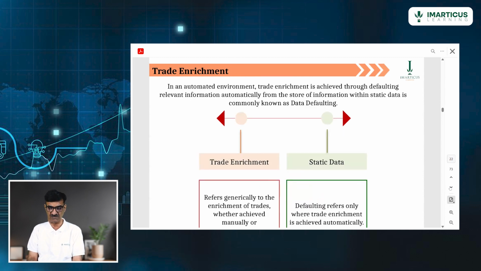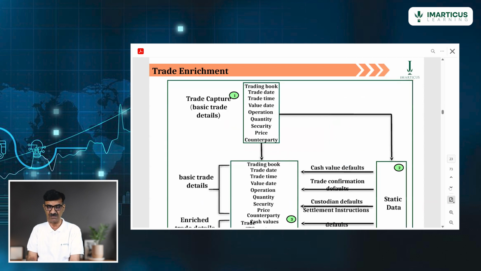It can be done for enrichment of trades. You can see here, it's written very clearly. And if we are taking the information, it can be done even manually or automatic. And if it is done automatically, then it is also called data defaulting. And please remember, data defaulting can be done only if it is automatic. If it is manual, it is not called data defaulting. It is basically enrichment only. This is just a format for your reference. You can go through it.